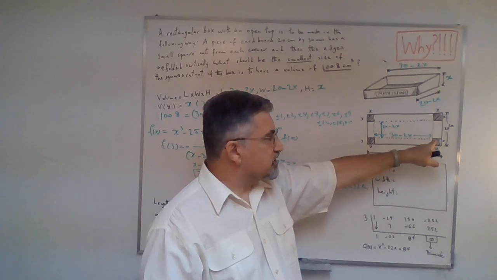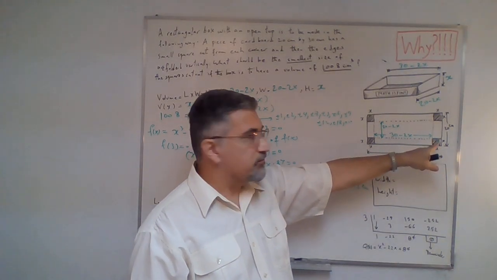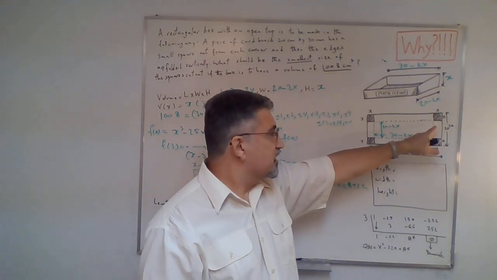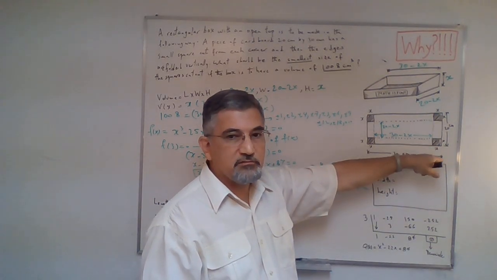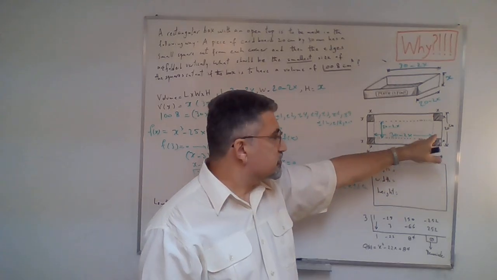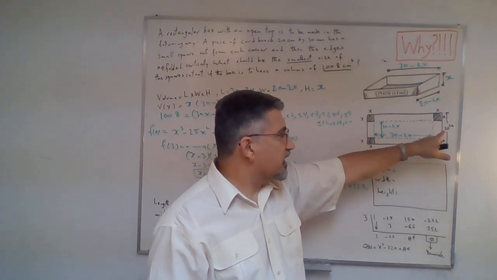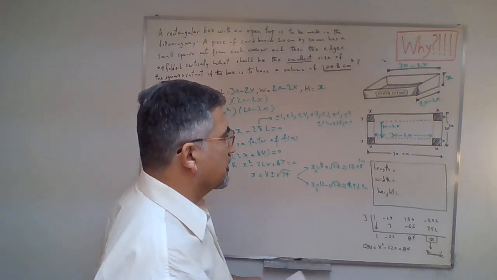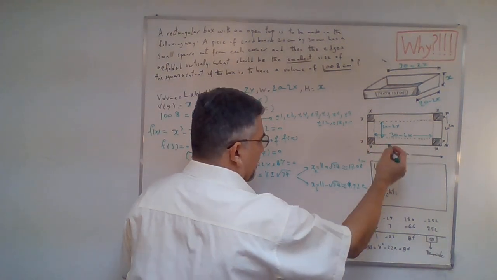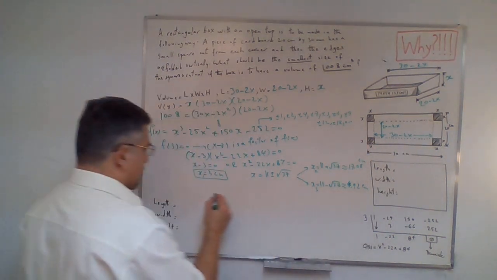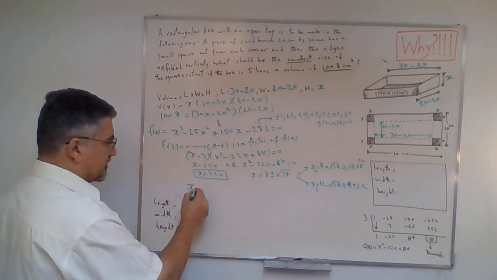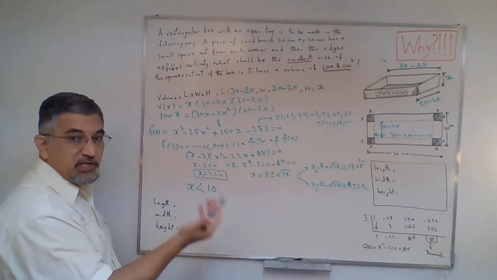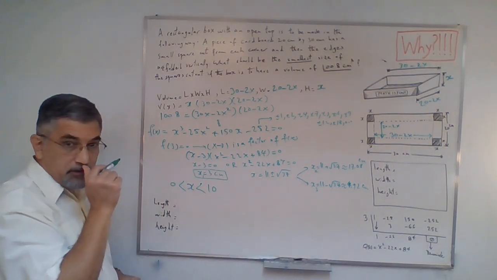Now, if you look at x, x cannot be more than 10. Even 10 it can't be, because the whole width is 20. Half of it is 10. So if you cut 10 from the top, 10 from the bottom, then the whole width will be gone. So theoretically speaking, x will be less than 10, not equal to 10 for sure. And it can't be negative, therefore we say it has to be greater than or equal to 0.